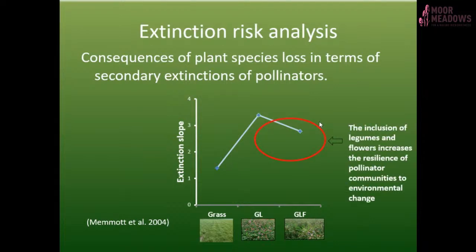So the inclusion of clovers and flowers within your grasslands actually gives greater resilience to the pollinator communities and lowers the extinction risk. And that is really fundamental to why meadows, species-rich meadows, are so important for buffering the effects of climate change within our landscape, and why your efforts, where you have been able to create some greater diversity within your grasslands, is so important for reversing the biodiversity losses throughout our agricultural landscape.